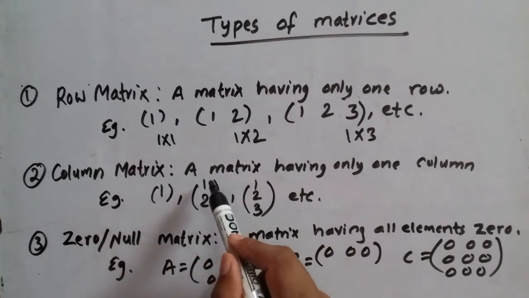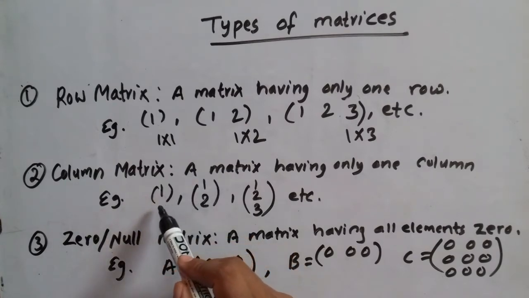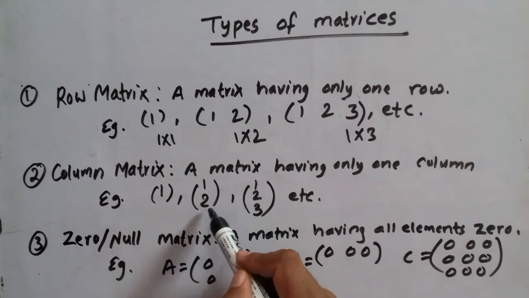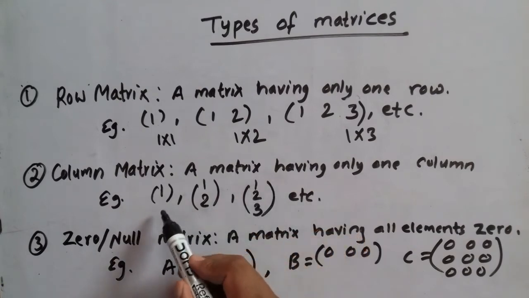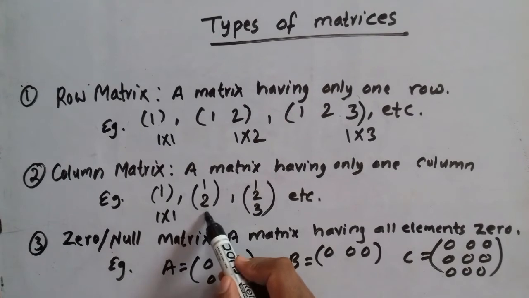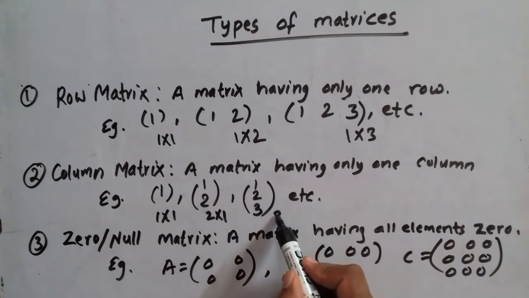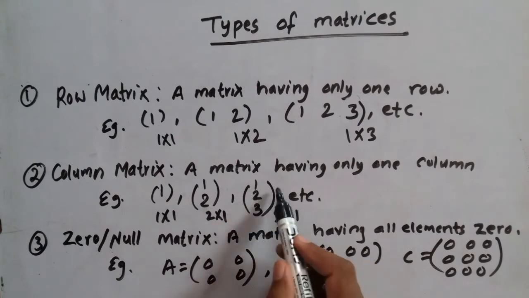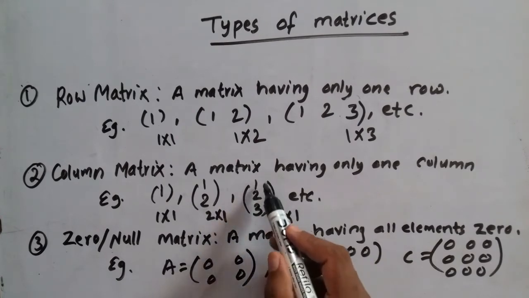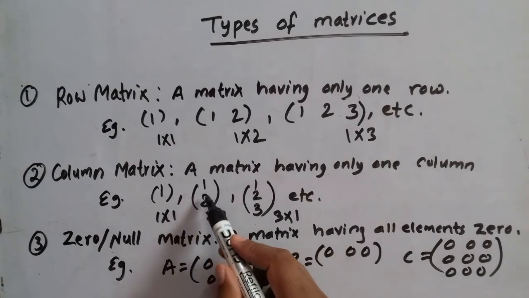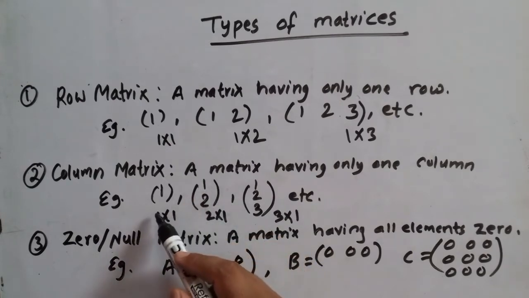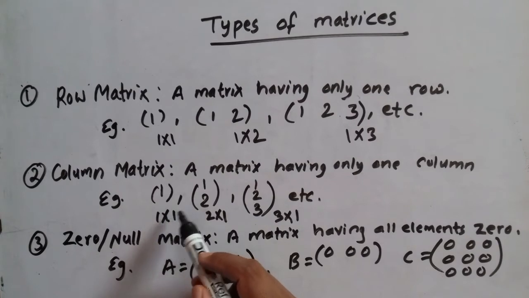In this column matrix it has only one column. Here is also one column, here is also one column. The order of this matrix is 1 by 1. This is 2 by 1. This is 3 by 1. That is, 3 rows and 1 column, 2 rows and 1 column, and 1 row and 1 column.